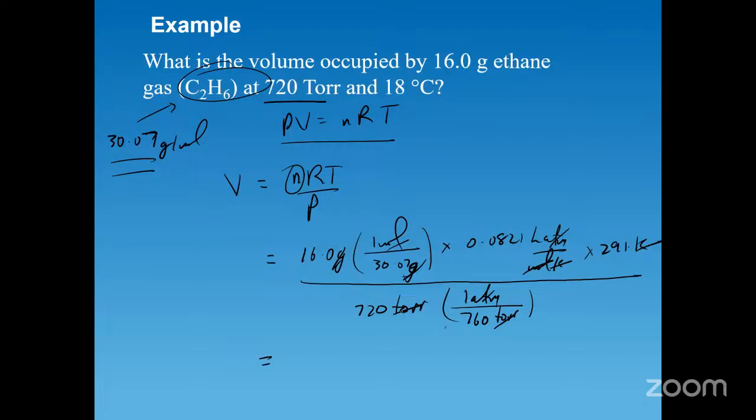16 divided by 30.07 times 0.0821 times 291, and then divided by 720 divided by 760. Let me do that again, I think I slipped up somewhere. Okay, so what I got is, please correct me if I'm wrong, and because of the 720 here, I have to run that down to 2 sig figs, so that will be 13 liters. That's what I got. Okay, any questions on this? Any questions? All right, moving along.